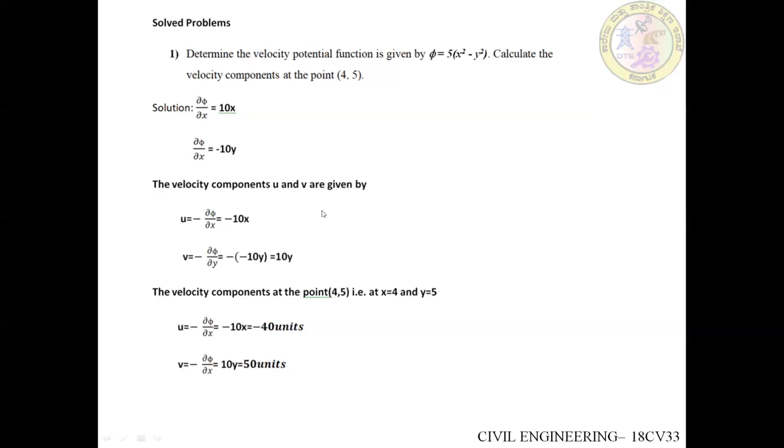The velocity components u and v are given by u equals minus dou phi by dou x, which is equal to minus 10x. v equals dou phi by dou y, which is equal to minus of minus 10y, which is equal to 10y. For the velocity components at the point 4 and 5, you have to take x equals 4 and y equals 5. If you substitute in these equations, you get the u value as 40 units and the v value as 50 units.